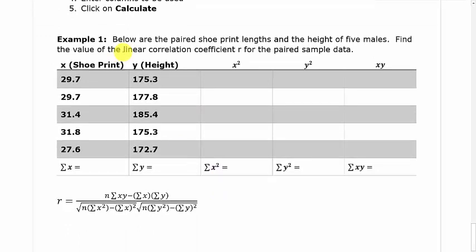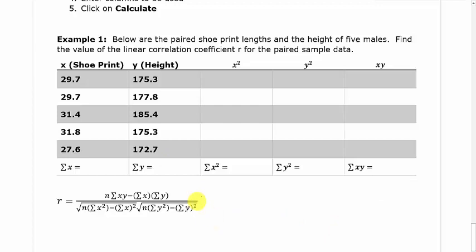In this example, we're going to actually go ahead and compute the correlation coefficient R for the shoe print data and someone's height. And so we need to fill in this table. We need the sum of our x's, the sum of our y's. We need to square x's and then sum those. Square the y's and then sum those. We need to multiply x and y together and then sum that column. And then we'll plug it into our formula for R.